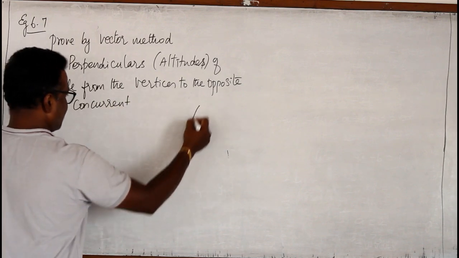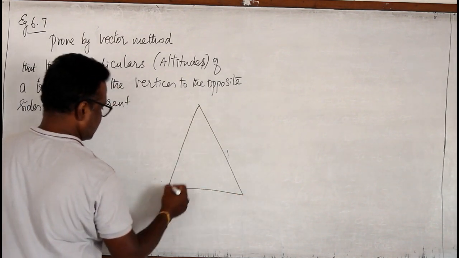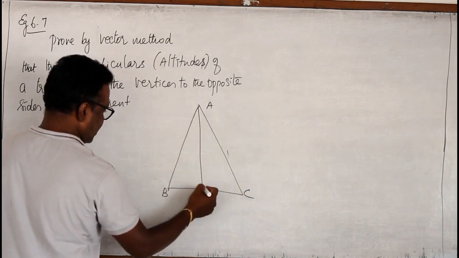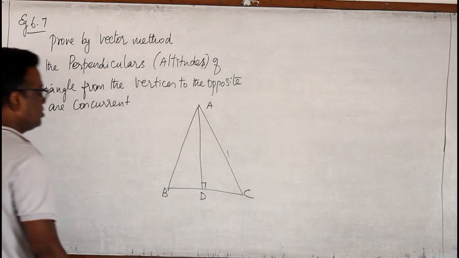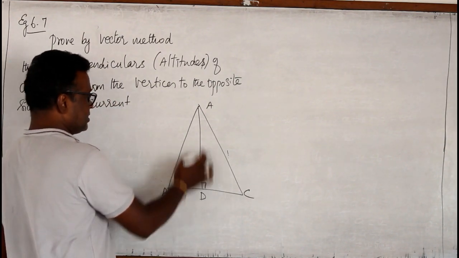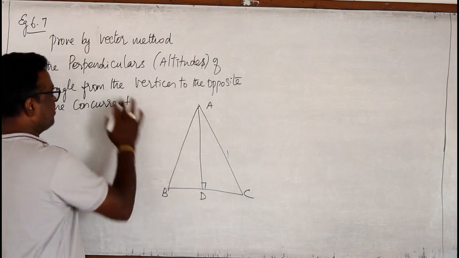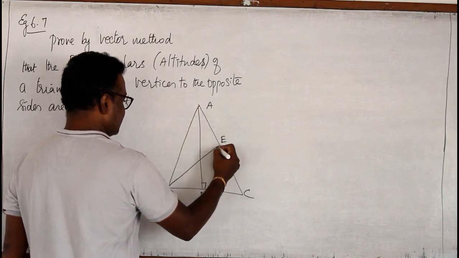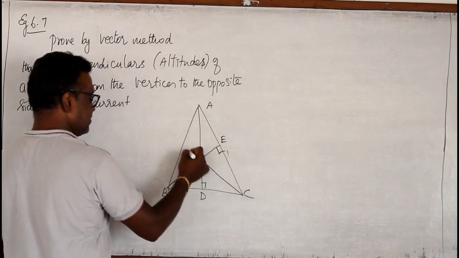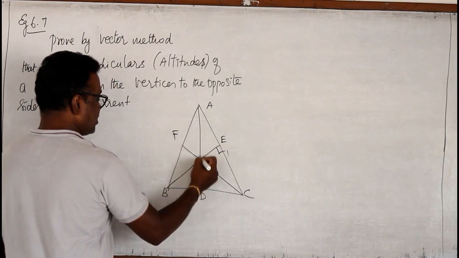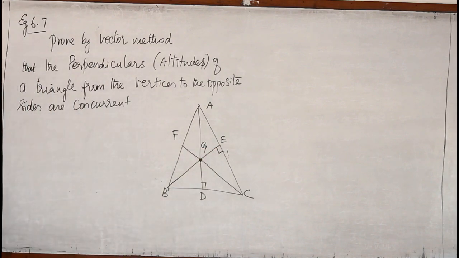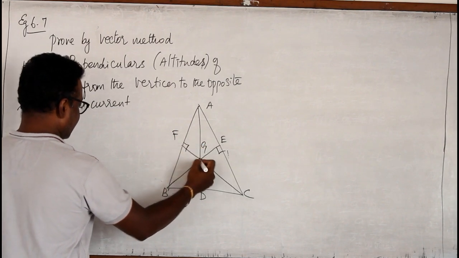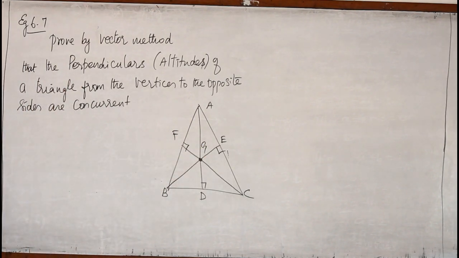That is, you have to prove: if ABC is a triangle and AD is an altitude (note that D is not the midpoint, AD is just a perpendicular, that is, AD is an altitude), similarly BE is an altitude and CF is an altitude, and all pass through the point G. That we have to prove. We have to prove all the altitudes are concurrent. Concurrent means they pass through the same point G.